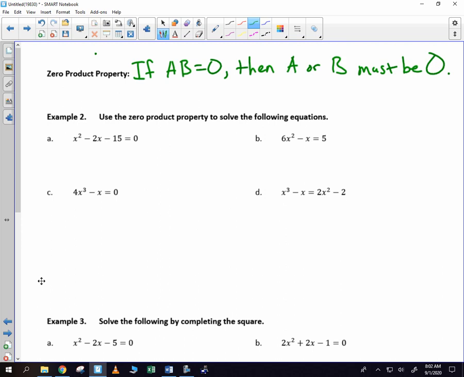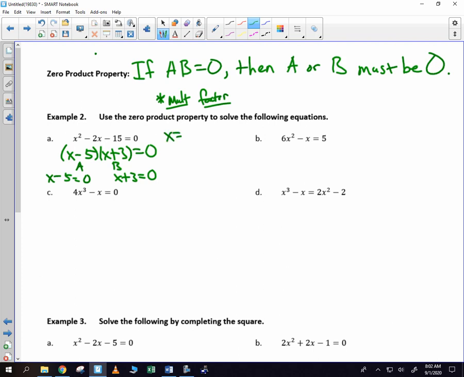So the key is to write it as multiplication or factor. And once we write it as multiplication, something that's factored, then we can check out that 0 piece. So in this situation, it's not factored. So let's factor it, write it as multiplication. We have x minus 5 times x plus 3 is equal to 0. So this is kind of like our A, and this is like our B. So x minus 5 is equal to 0. X plus 3 is equal to 0. So you solve both of those, you get x is equal to -3 and 5.